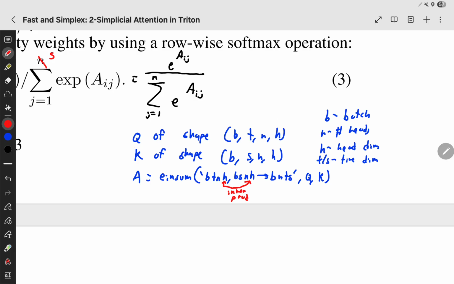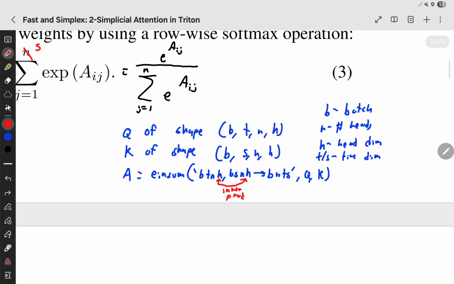So the queries are basically the same thing, except you could have a different number of tokens. I'm also not worrying about GQA, group query attention. If you were doing group query attention, then this n would be lower, and you would have to do a few extra things. So I'm not worrying about GQA here.